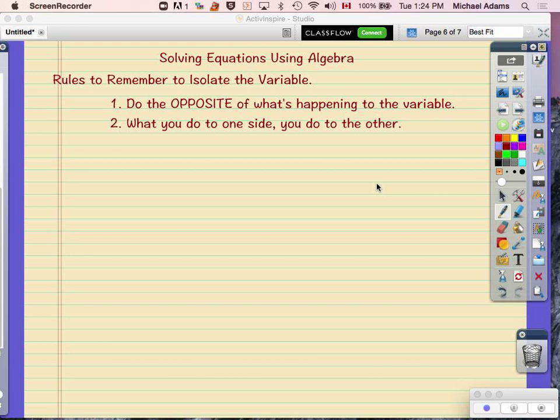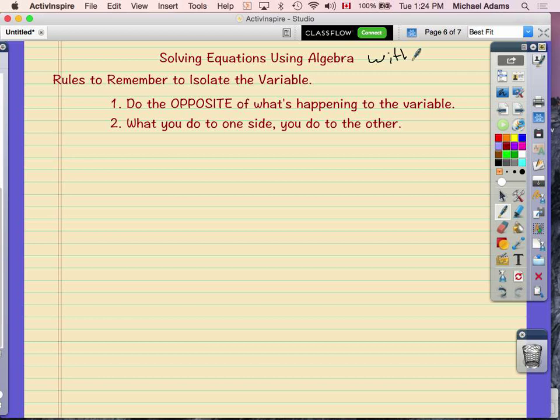Hey guys, welcome again to another video of solving equations using algebra. But today we're going to take a look at solving equations that have fractions in them. We've looked at so many other things so far, so now today it's working with fractions. What do we do when we have equations that have fractions in them?